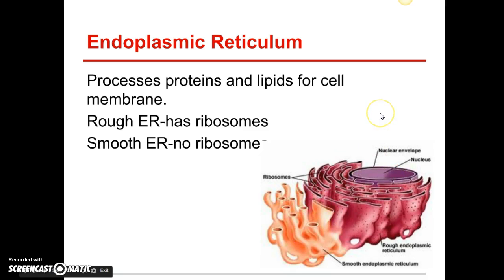Endoplasmic reticulum is how ribosomes travel. So if the school is a cell and you are the ribosome, you travel through the hallways, right? So think of the ER, the endoplasmic reticulum, as the hallways. And remember, you have rough ER. This one has ribosomes, helps to process proteins. Smooth does not have ribosomes, helps to process lipids.